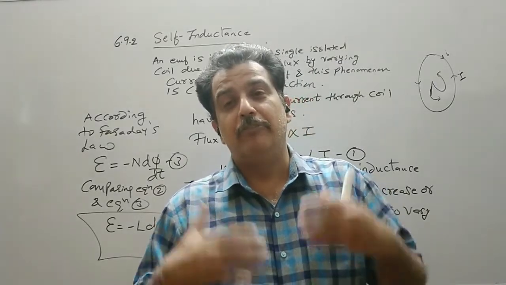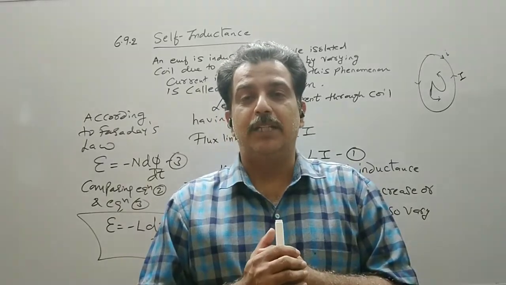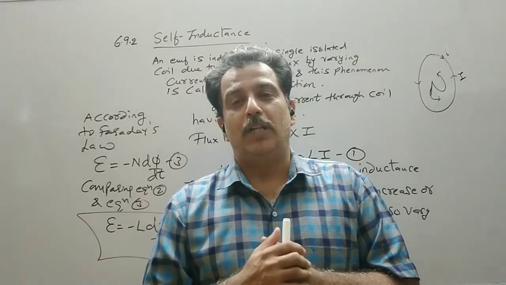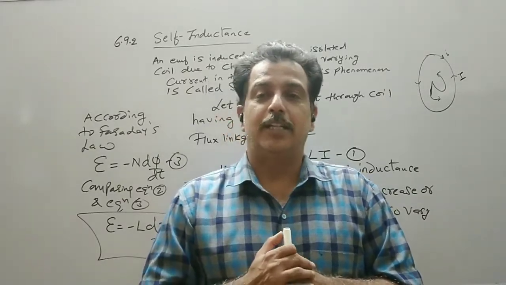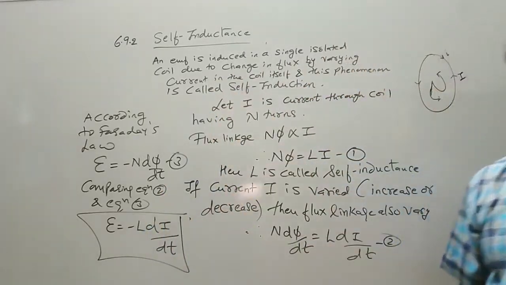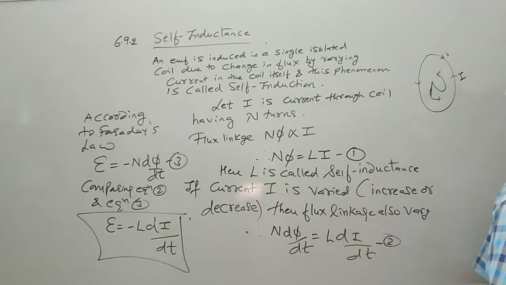And whatever work we will do, whatever energy we will spend, that energy will neither be created nor destroyed. So it should be stored in it. That will be called the energy stored in an inductor, because there is an opposition. This opposition will help us to make a component which is called an inductor.